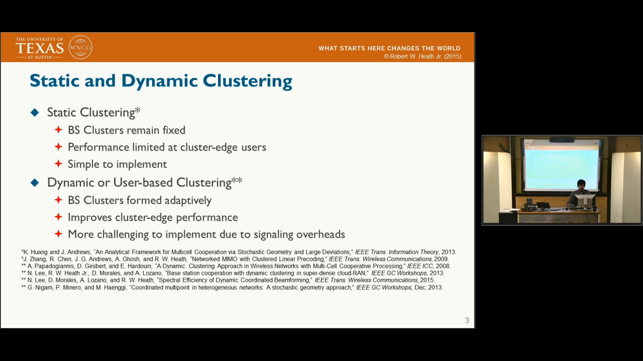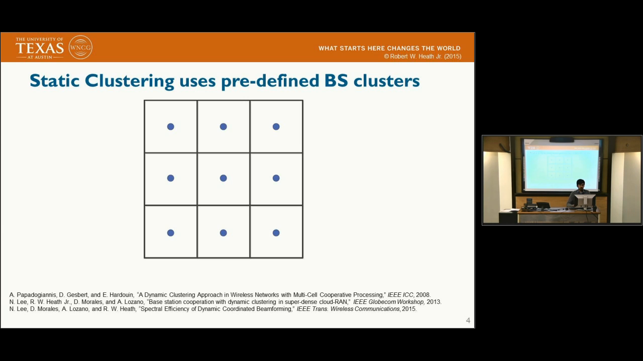In static clustering, the base station clusters remain fixed over time. However, the performance is limited at the cluster edge users, as we will see later. In dynamic or user-based clustering, the base station clusters that cooperatively serve a user are formed adaptively, which results in better performance, but it is more challenging to implement in certain situations due to signaling overheads. So let's consider static clustering first.